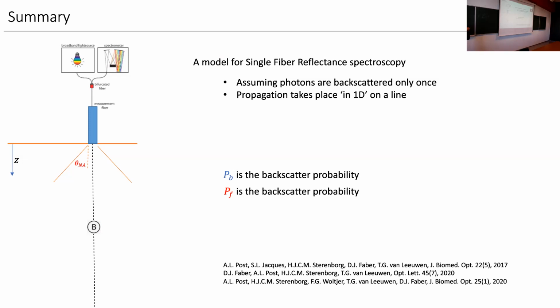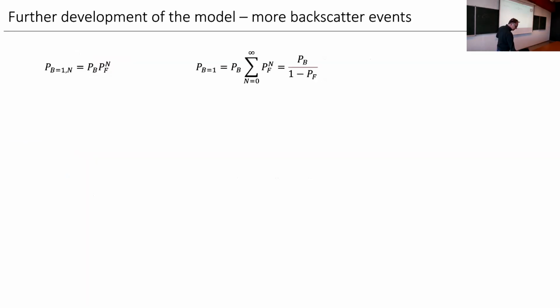So the summary of this, basically the simple part of the model, is that we assume that the photons backscatter only once, so that propagation can be approximated as taking place on a 1D line. Then this simple model comes out. So we calculate the backscatter probability and forward scatter probability from the phase function, but then this simple result turns up. And we can make that a little bit more complicated by including absorption. It's not a good slide.